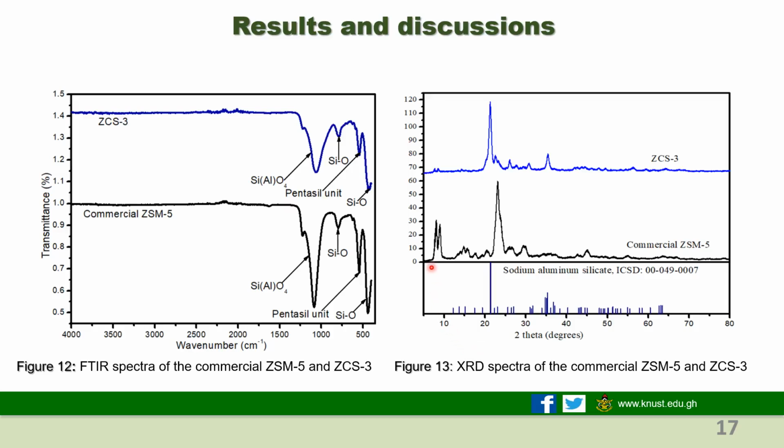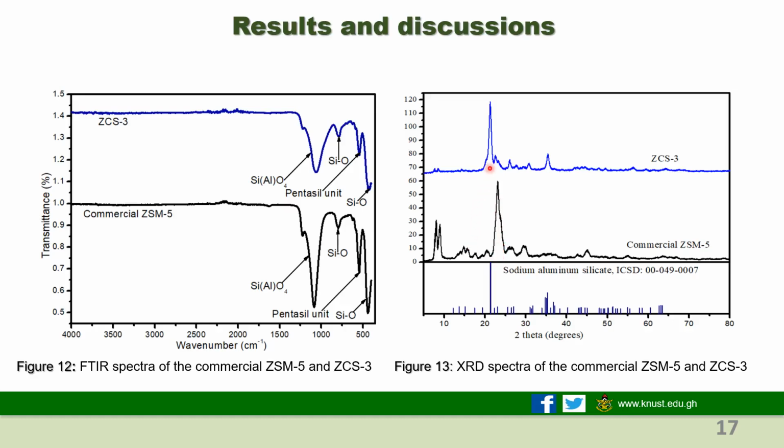The characteristic diffraction pattern at 8 to 9 degrees was observed in ZCS3 but at very low intensities. The characteristic diffraction pattern at 22 to 23 degrees was also present in ZCS3 but at a very low intensity. This indicated that there was some formation, very little formation, of ZSM5 in the ZCS3 sample.